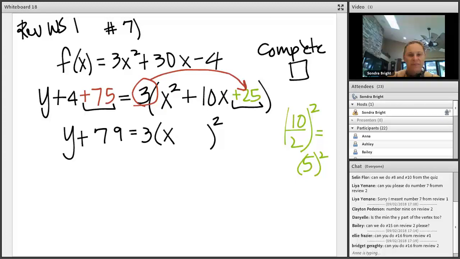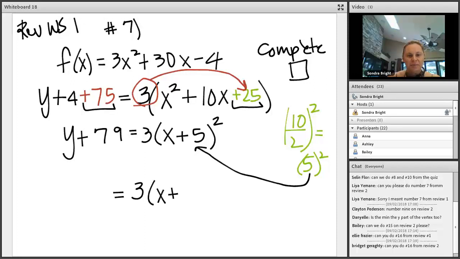And where you get this from is this number right here. The b over 2 is what goes here, so x plus 5. And then your last step would be to subtract over the 79. So it's 3 times x plus 5 quantity squared minus 79. And then we started with an f of x, so you really use f of x equals instead of y. And that's your answer.